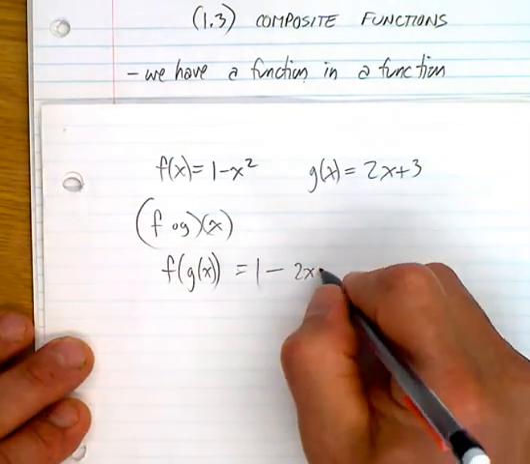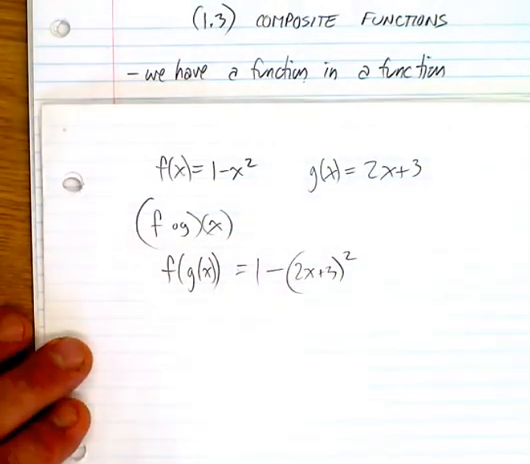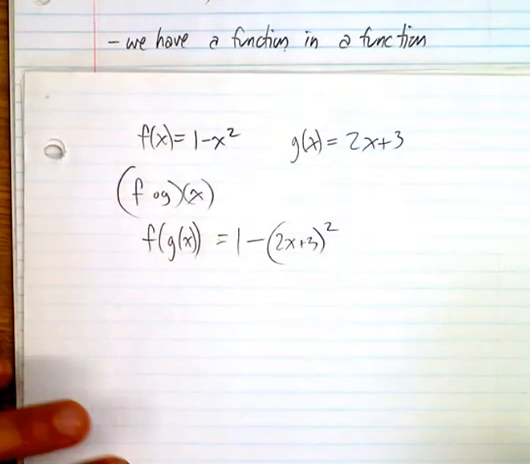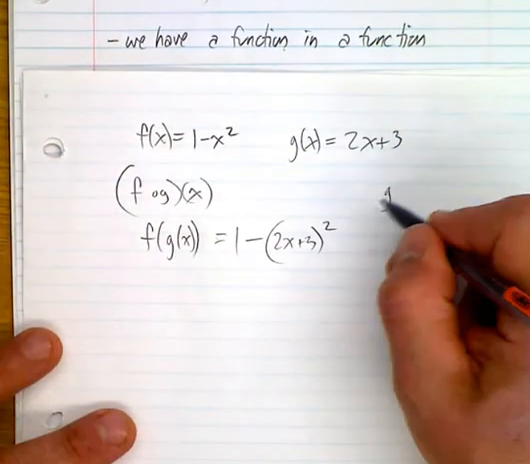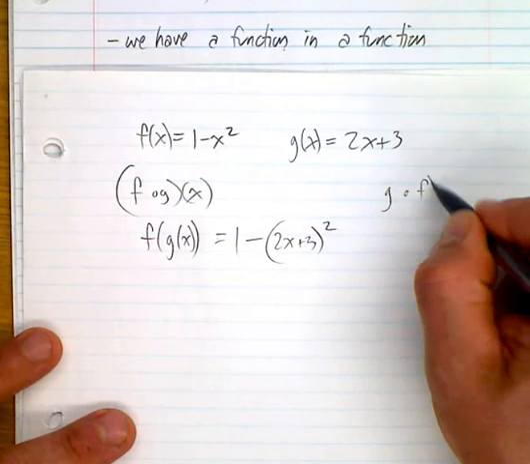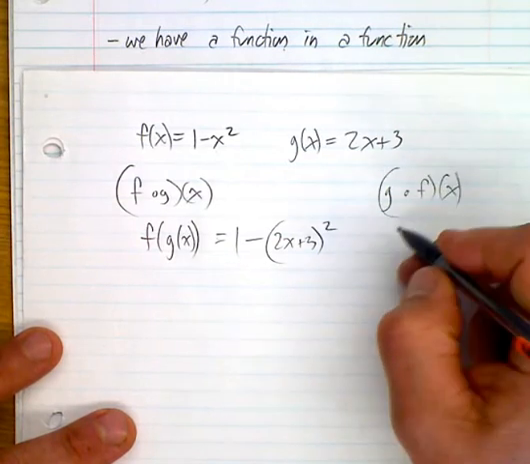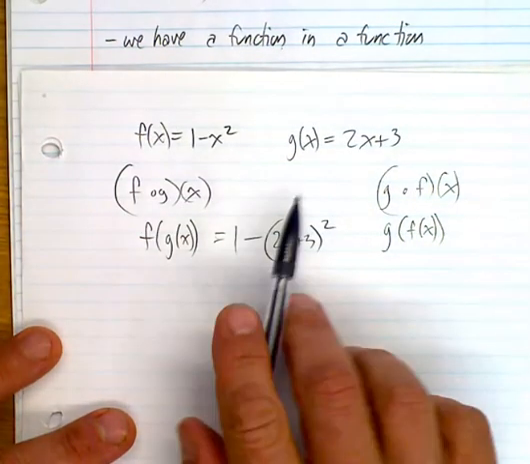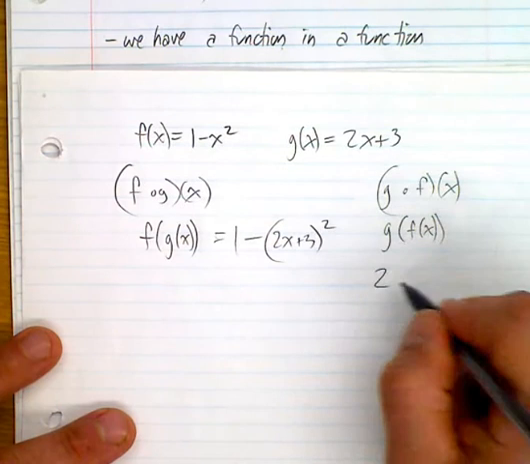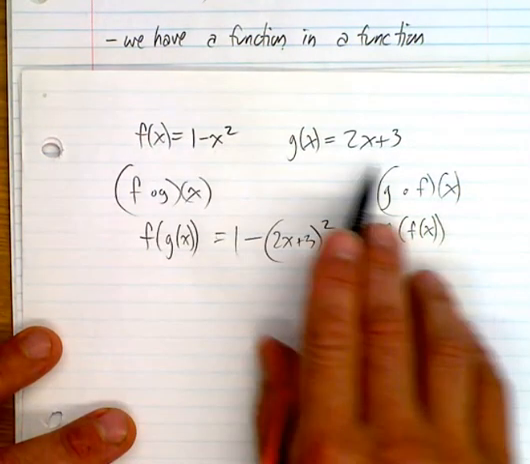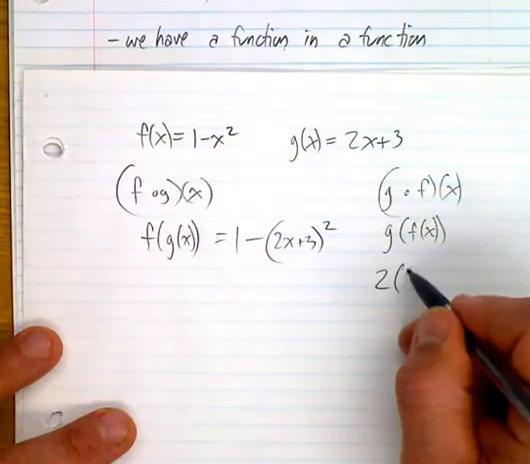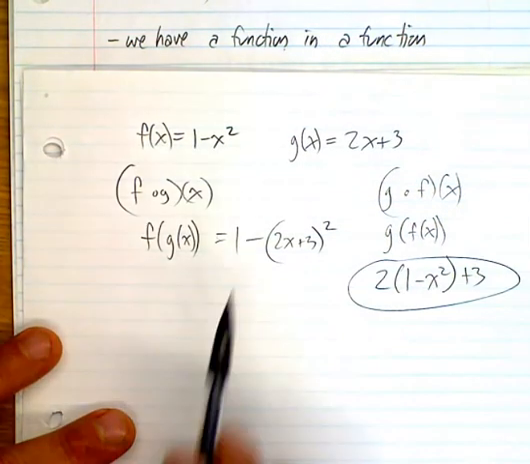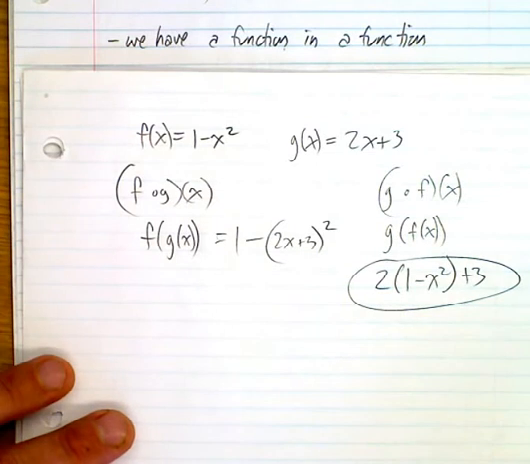2x plus 3 all squared. And then, depending on what you're being asked, you can multiply it out. If we're looking at g composite f of x, that means that you're putting the f function into the g function. So this is the g function 2x. What's x? Or what's f of x? Sorry, f of x is 1 minus x squared, plus 3. There you go. Again, completely different, but doable nonetheless.